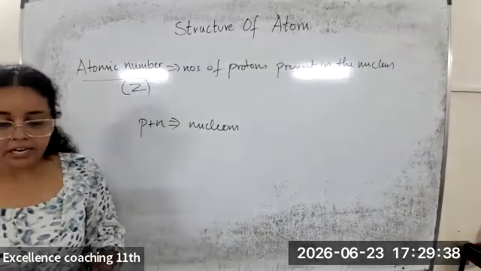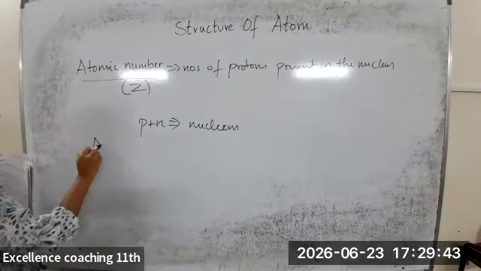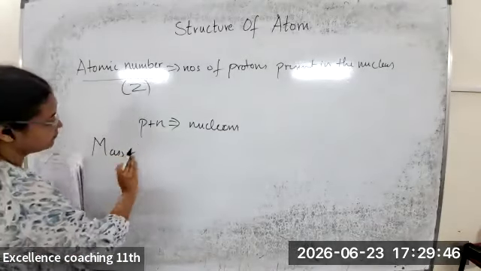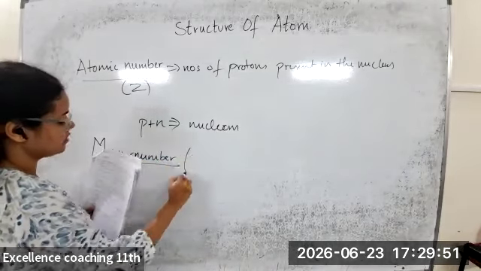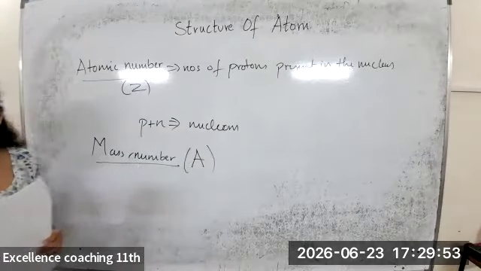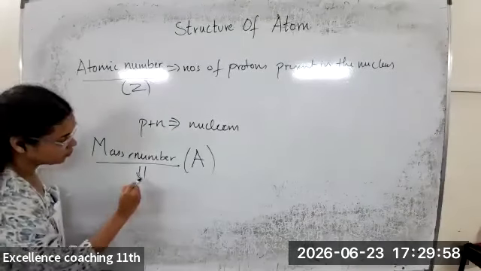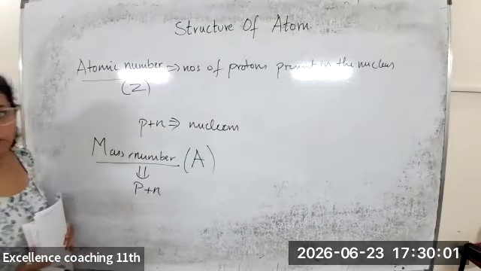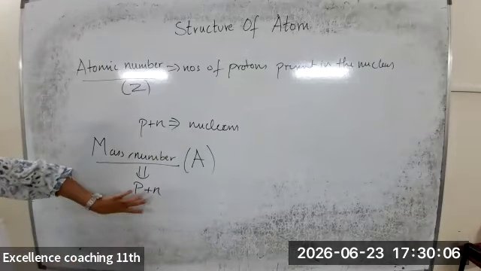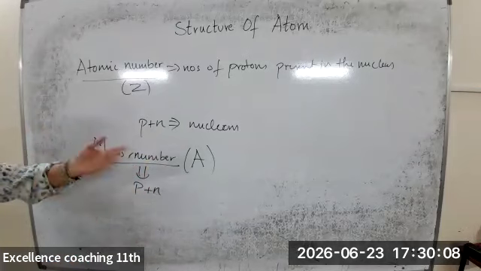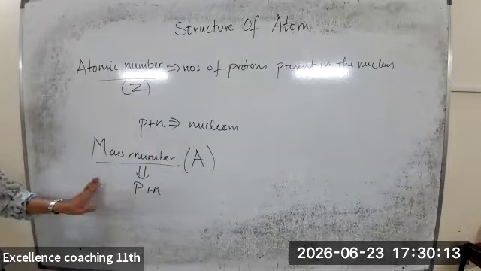Now coming on to mass number. Mass number is represented by capital A. Mass number is nothing but the number of protons plus neutrons. So when you have your protons and your neutrons together, that will give your mass number. This much you'll have to remember.